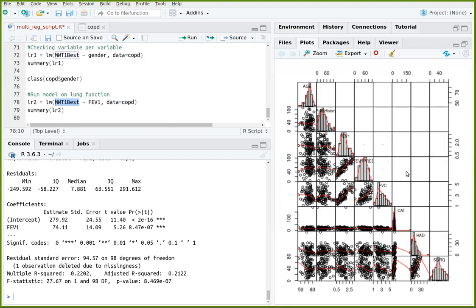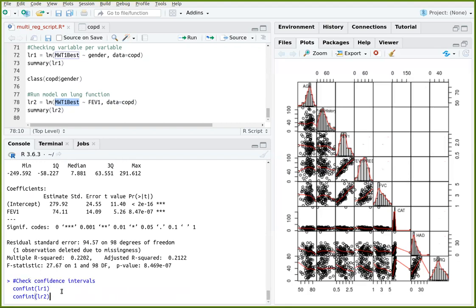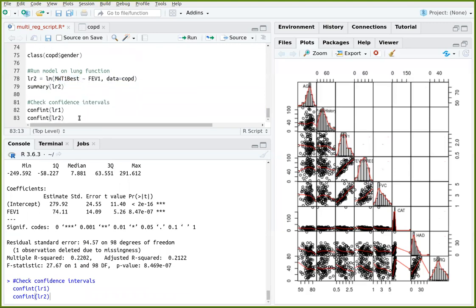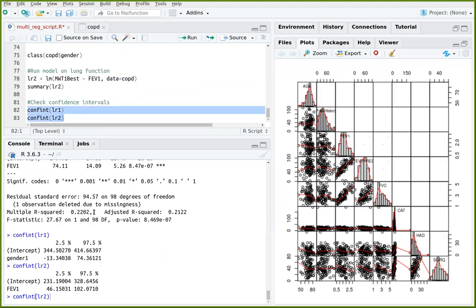And we can use the confidence interval function as well to check confidence intervals. We run these two of them, and it gives you the confidence interval of those measures. So for the FEV1, that came out 74, but if you want to be 95% confident, it's between 46 and 102. So there's a lot of variation there. Same with gender as well. But why don't we build the actual multiple regression model then? We'll do that in the next video.